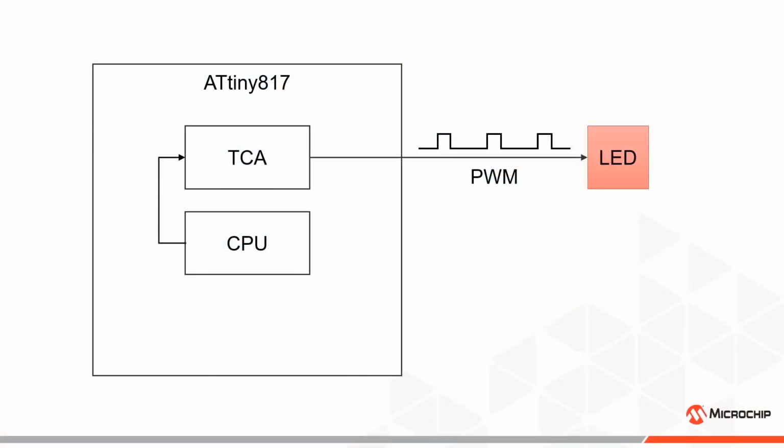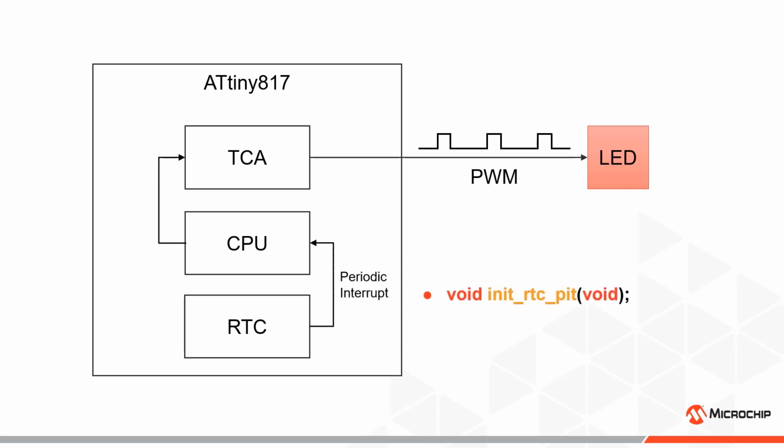A more efficient and perhaps common approach is using periodic interrupts to modify the duty cycle. Instead of busy waiting between the updates, we can configure another low-power real-time counter peripheral, or RTC, to enable a periodic interrupt timer with an init RTC PIT function. Here we use the RTC because generating interrupts from TCA would result in too frequent interrupts for our purpose.